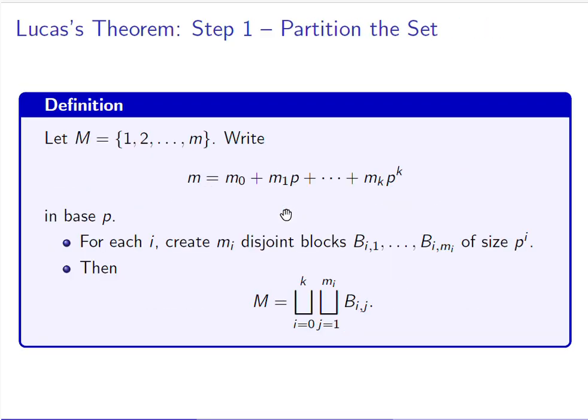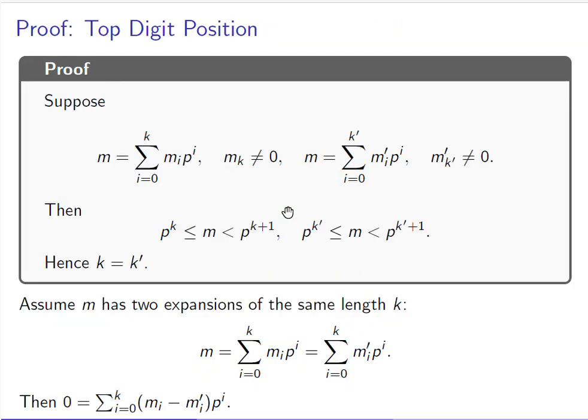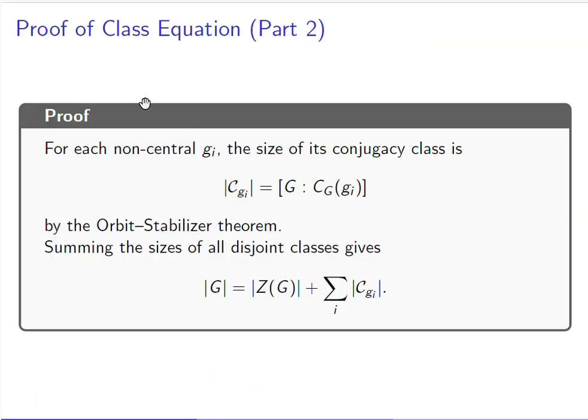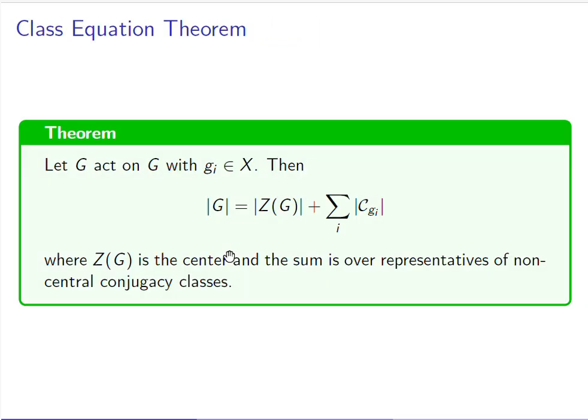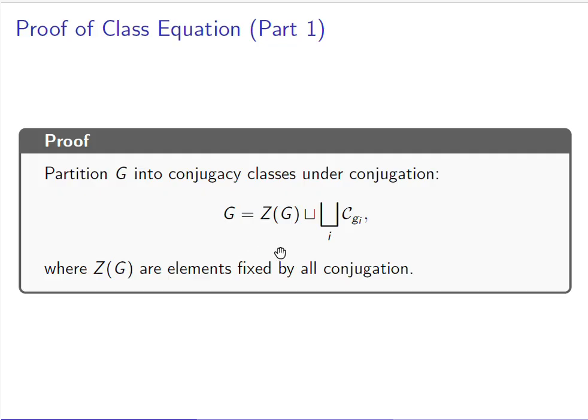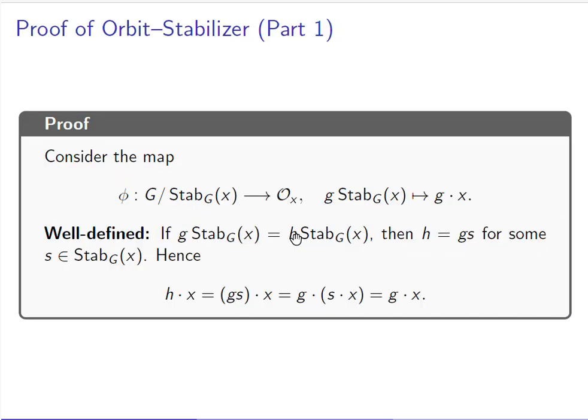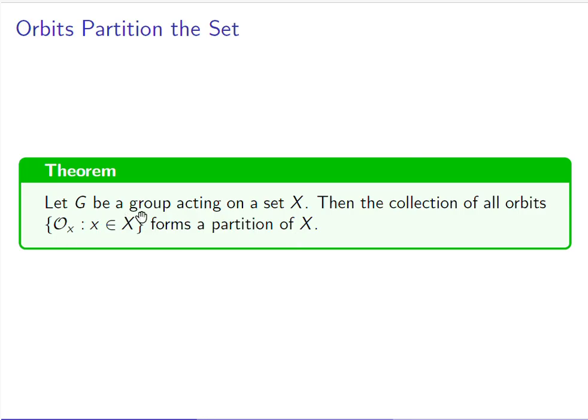Well, if we go back to our theorem here, which is the class equation, it says that the size of G is... here G is acting on itself by conjugation. So that's the action. But this result is actually true in general. If G is acting on a set, it's the same thing as this theorem here, saying that the orbits partition the set.